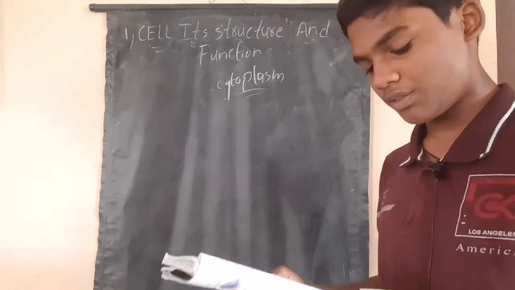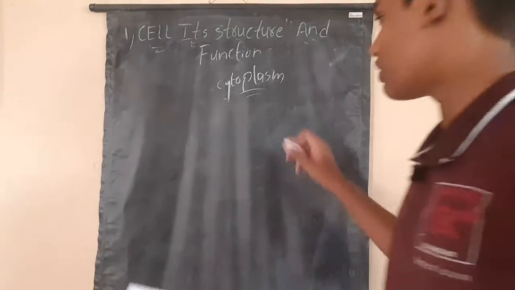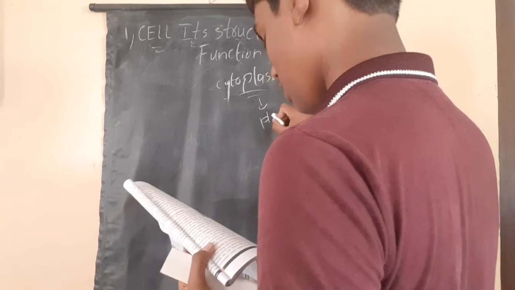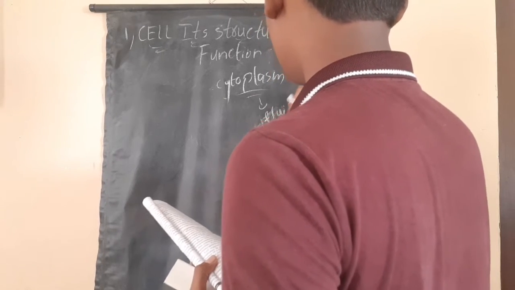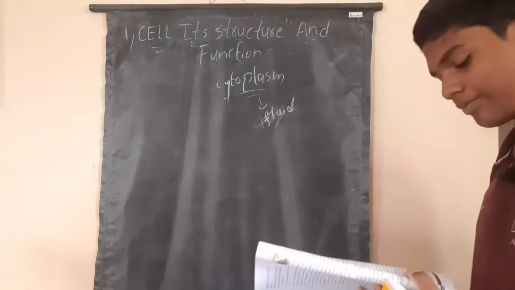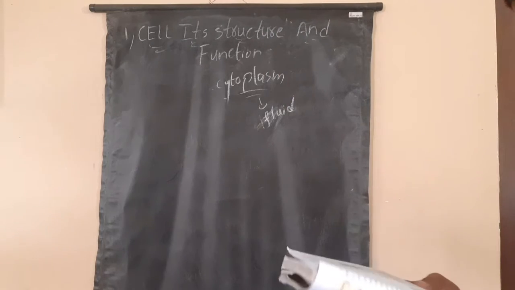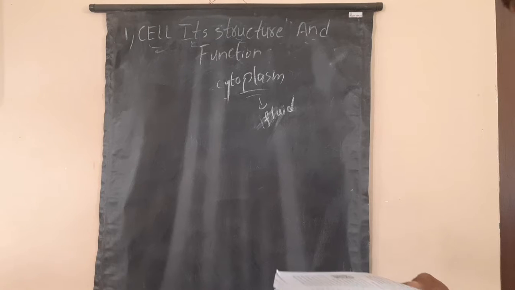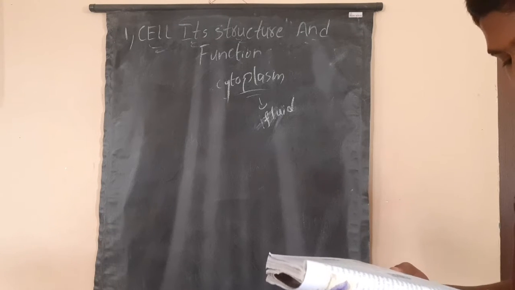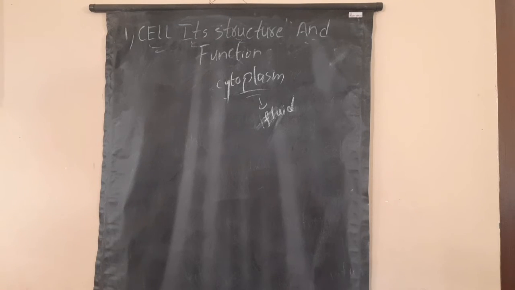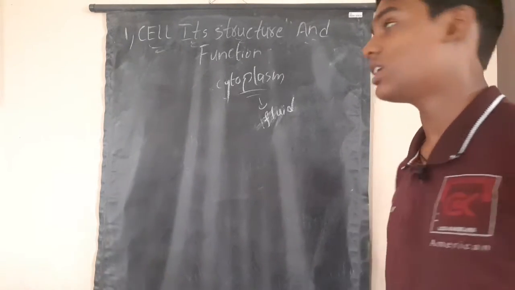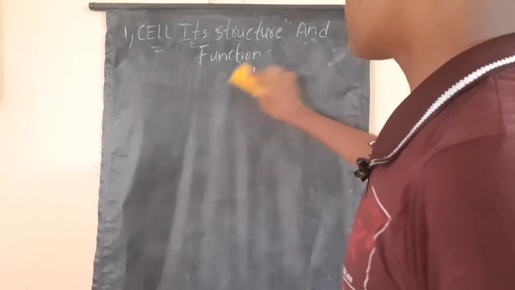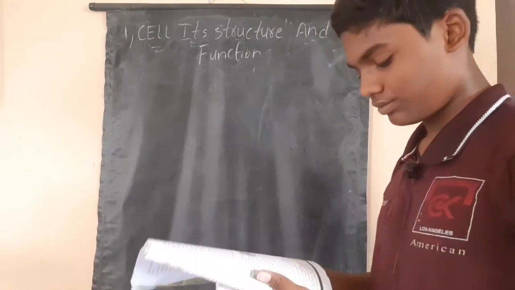The cytoplasm is a fluid substance. Cytoplasm is one of the parts of a cell. It has no main functions of its own. Now let us see the next organelle.